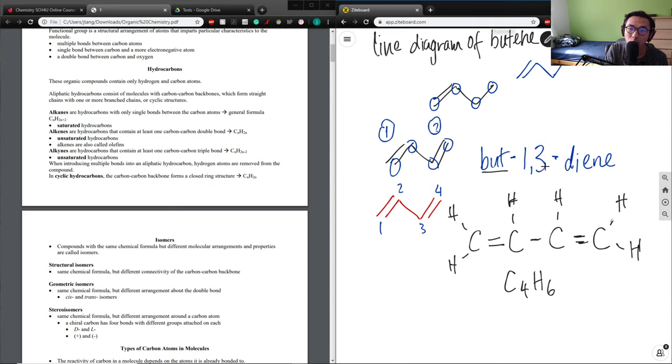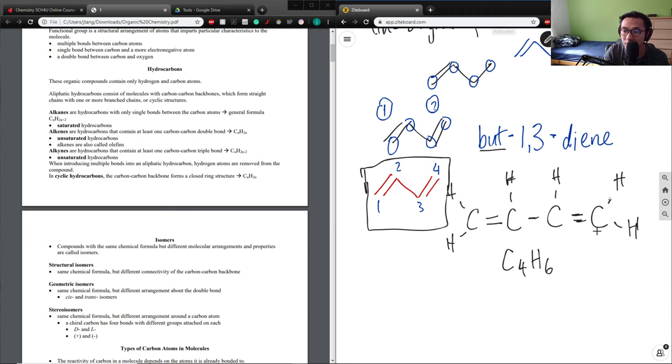And I'm going to start using more line diagrams, just because the structural diagrams are a bit more tedious, but I'll try to use both to ease you in as we go towards more complex organic compounds.